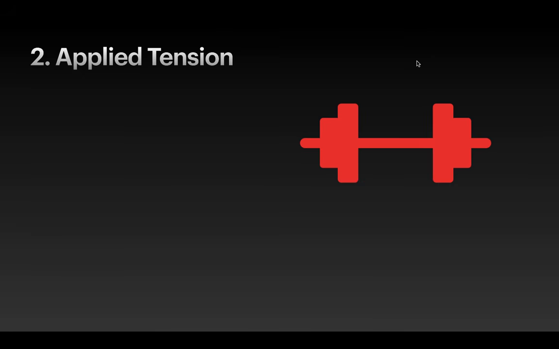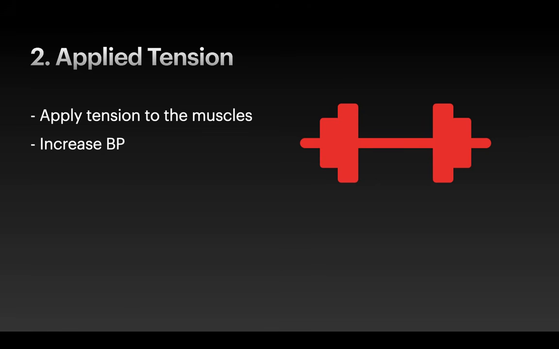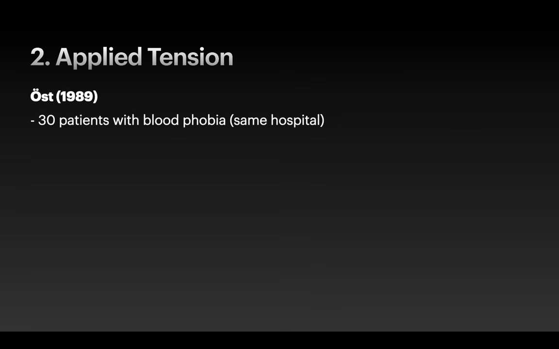Okay, let's look at another treatment. This is called applied tension. This is specifically for blood phobias, right? Where you are required to apply tension to your muscles to increase your blood pressure. If you remember, when people suffer from blood phobias, their blood pressure drops, right? And so that's why they faint, right? Because there's not enough pressure in the blood. So blood phobia, you have a drop in BP. You want them to apply tension, right?